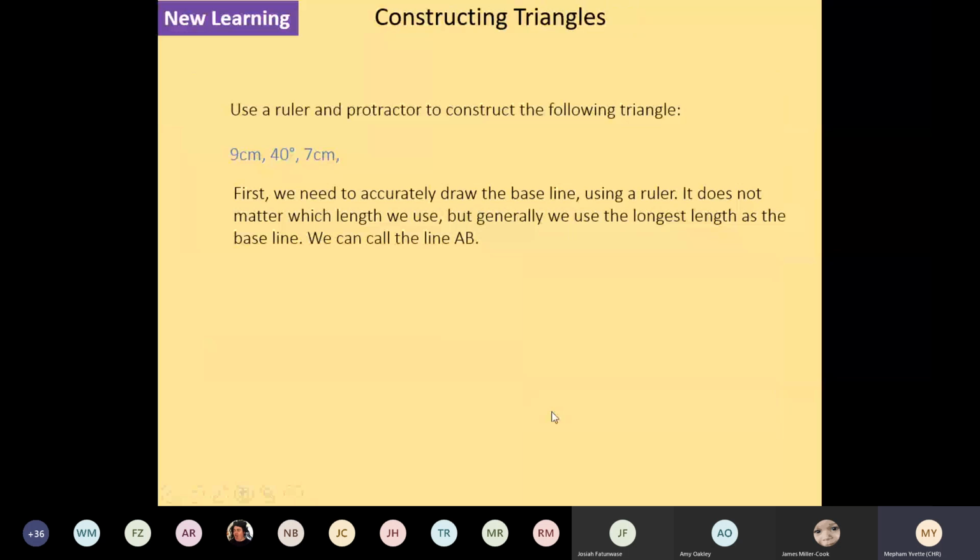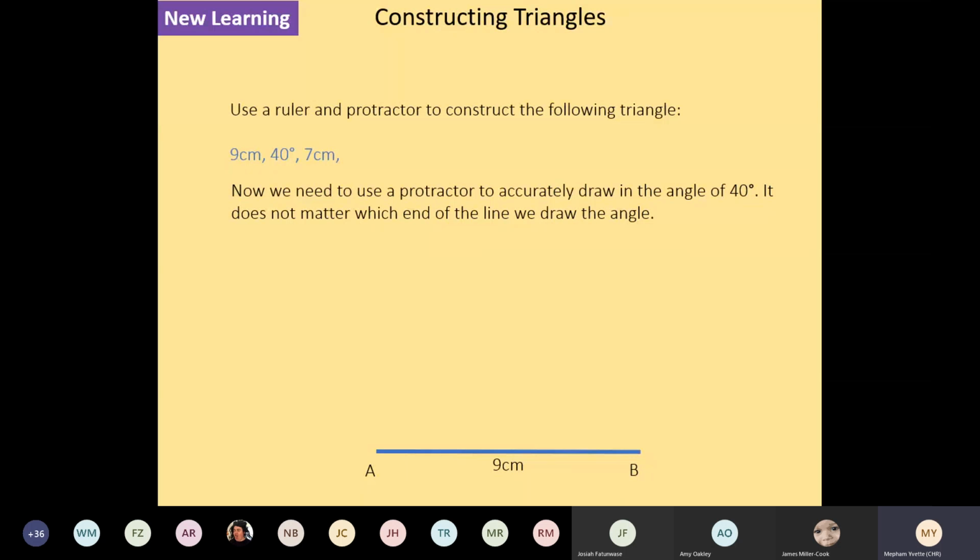So let's go on. So here's a triangle that we want to construct. Use a ruler and protractor to construct the following triangle. We are given 9 centimeters, 40 degrees, and 7 centimeters. Cool. So first, we need to accurately draw the baseline using a ruler. It does not matter which length we use, as we've discussed earlier in this lesson, but generally, and just like most of the maths teachers here, we like to use the longest length as the base length. So we're going to draw 9 centimeters at the bottom, and we can call the line AB, just so we can see that this is a separate line from the others we're going to draw.